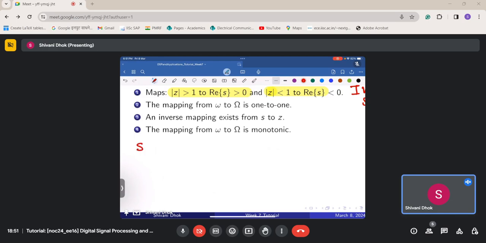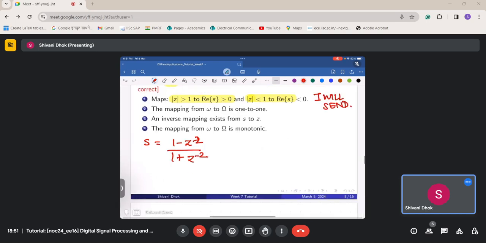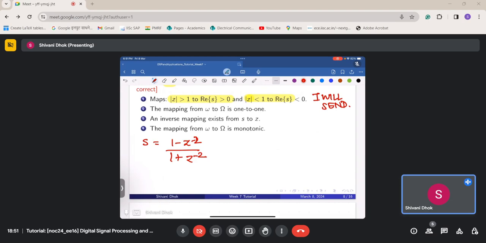So we have s equal to 1 minus z to the power minus 2 upon 1 plus z to the power minus 2. Now the mapping from omega to capital Omega, is it 1 to 1? So when do we get omega? If I have s equal to j omega, this should map to the unit circle, that is what we want.